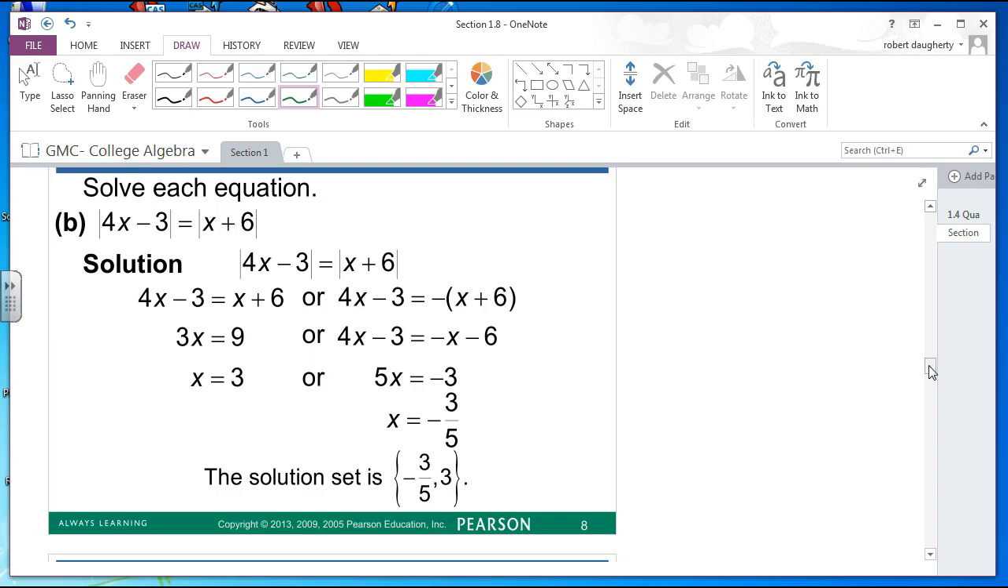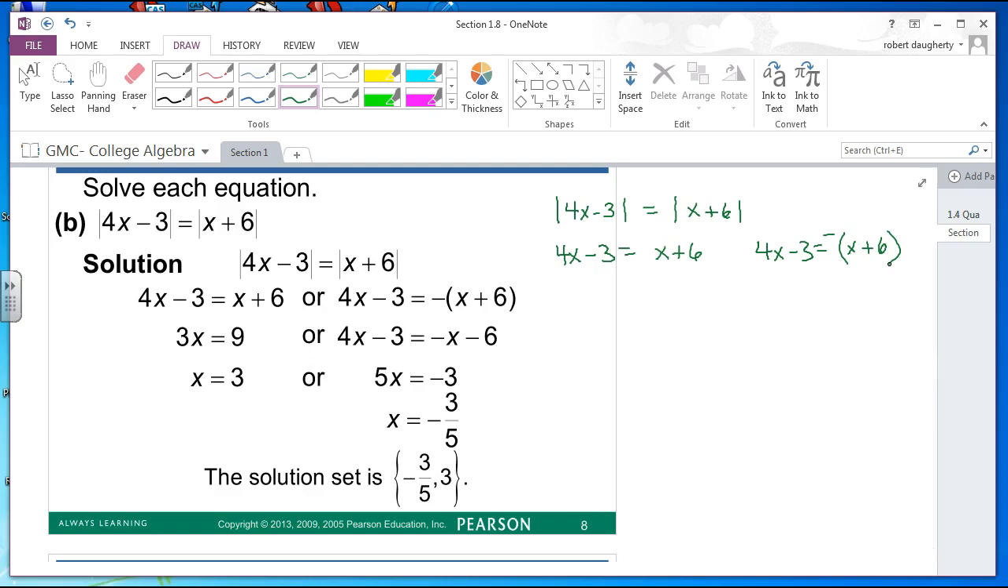So let's look at the next problem. Here I've got trying to confuse you with two absolute value signs. So the absolute value of 4x minus 3 equal the absolute value of x plus 6. So to get rid of the absolute value sign, 4x minus 3 is going to be x plus 6, or 4x minus 3 equal the negative of that. So I'm taking the absolute value sign on the left. It equals plus or minus what I have on the right.